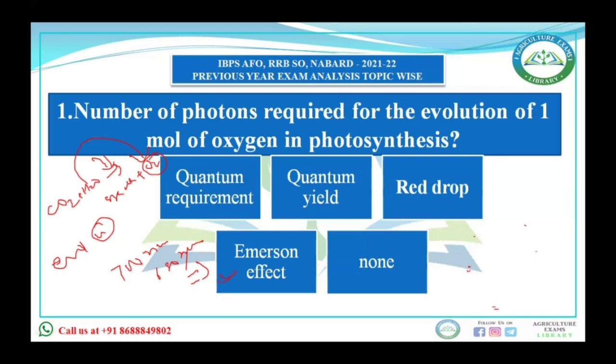Now, the number of photons required for the evolution of 1 mole of oxygen in photosynthesis is the quantum requirement. That is quantum requirement. And Emerson calculated this value, which is 8. Quantum yield is the number of oxygen molecules evolved by 1 photon of light. It is 0.125.